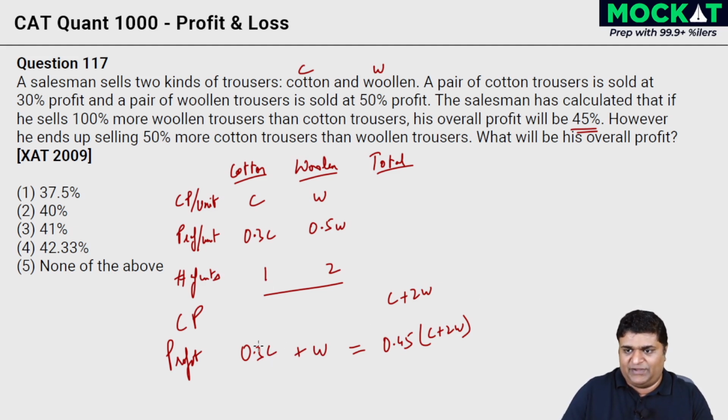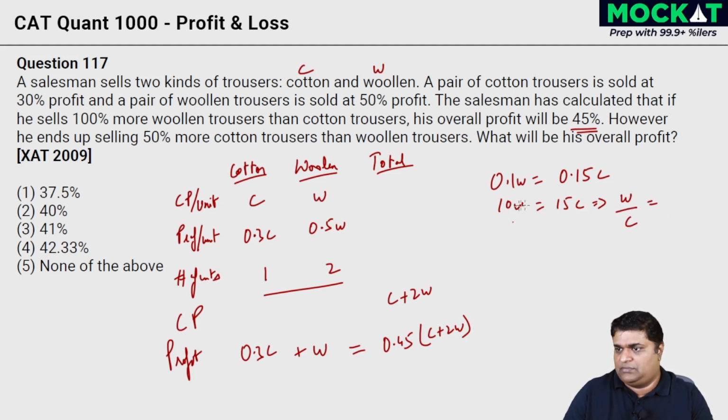So 0.45C, you bring the 0.3C to the right hand side, you get 0.15C. And 0.45 into 2, that's going to be 0.9. You bring it here and you get 0.1W. So it's nothing but 10W equals 15C. So what can I write? W by C equals 3 by 2.